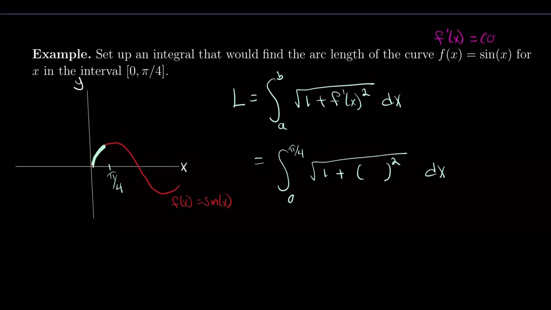In this case, it was easy. The derivative of sine is cosine, so that's where that cosine comes from. So the answer to this question is the integral from 0 to pi over 4 of the square root of 1 plus cosine squared of x dx.